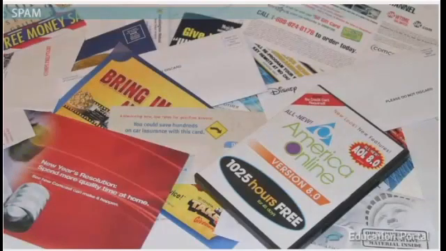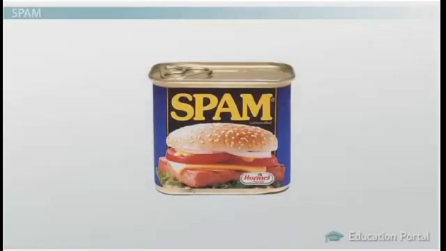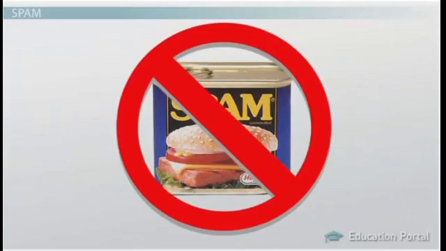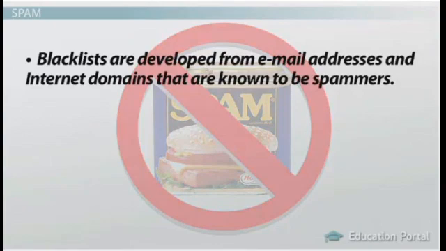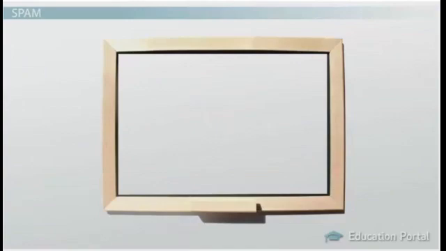Spamming has become part of the internet, just as junk mail has become part of the postal system. Anti-spam software has been developed to filter out the spam before it gets to your inbox. Anti-spam software uses a number of different strategies. Blacklists are developed from email addresses and internet domains that are known to be spammers. Emails from these sources are automatically filtered out.